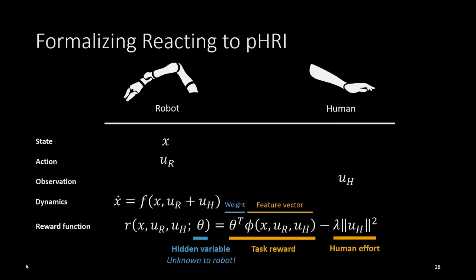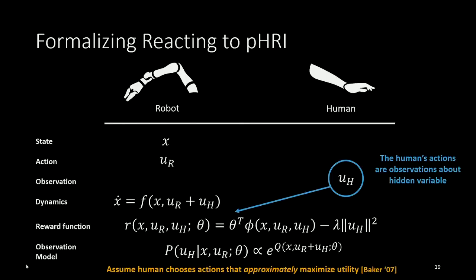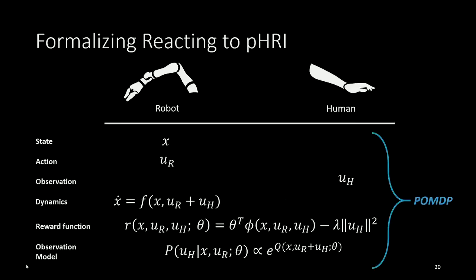So clearly, we want the robot to optimize with respect to theta. But importantly, the robot doesn't know theta, this true objective function. Only the human knows theta. One fundamental idea within our framework, though, is that the human's actions actually provide evidence about this hidden parameter theta. We can construct an observation model which connects theta to human actions simply by assuming that the human is rational, that they are approximately trying to maximize the robot's objective function. And that's it. That is how we would formalize reacting to PHRI as a dynamical system.